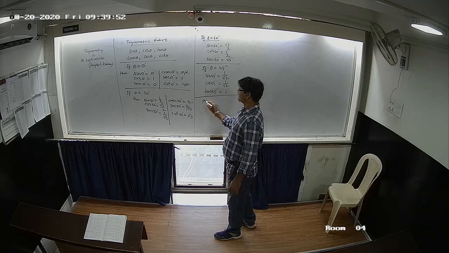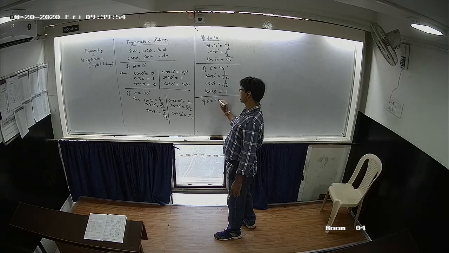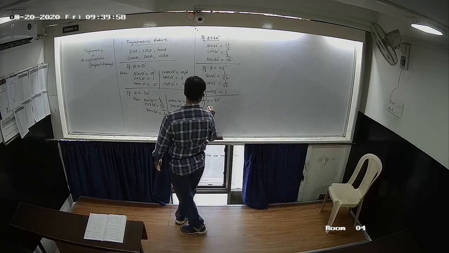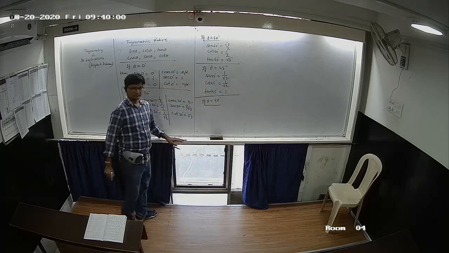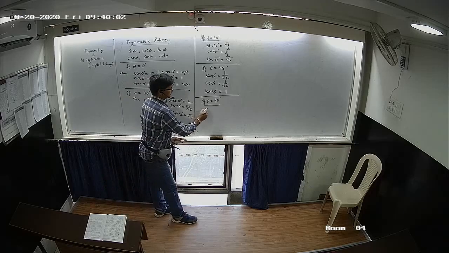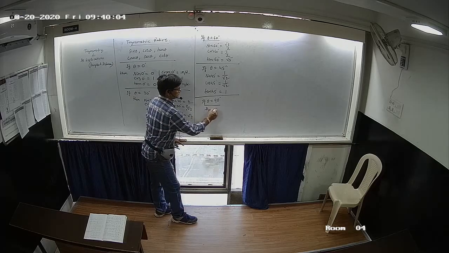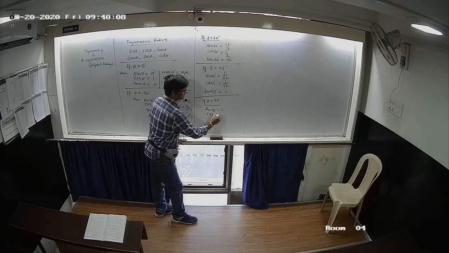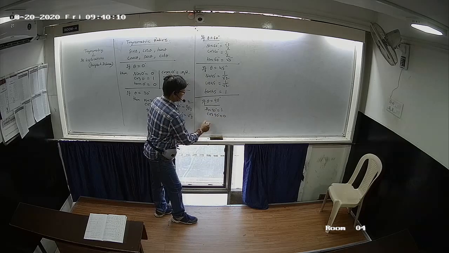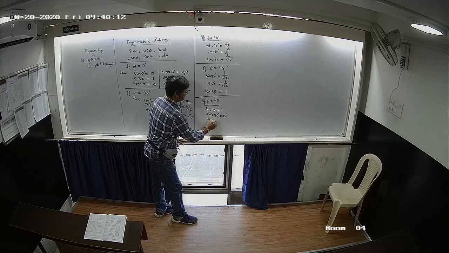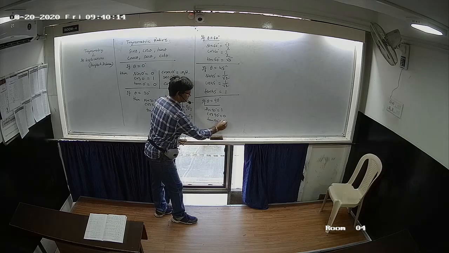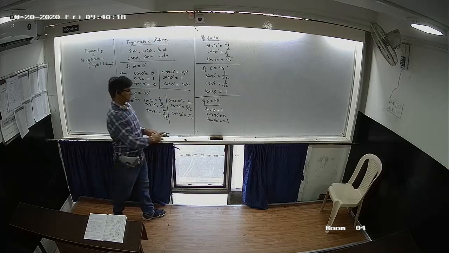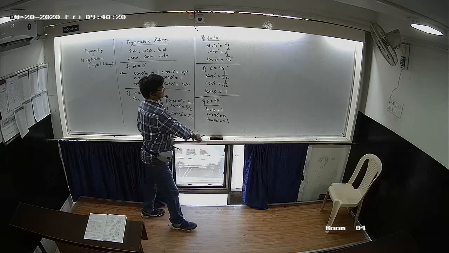And if theta is equal to 90 degree, then what is sin 90 degree? Is equal to 1. Cos 90 degree will be 0, and then tan 90 degree is not defined. Similarly, you can find out the other ratios.